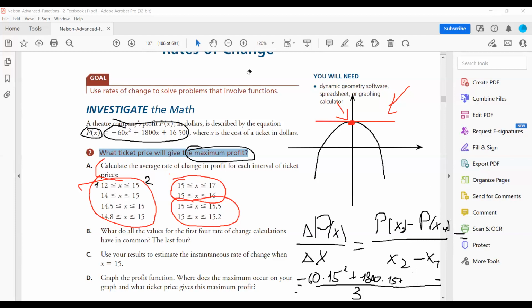16,500, and I'll have to subtract only the following terms. Subtract minus 60 times 12 squared, and subtract 1800 times 12, and that's it. Now we just have to calculate this.